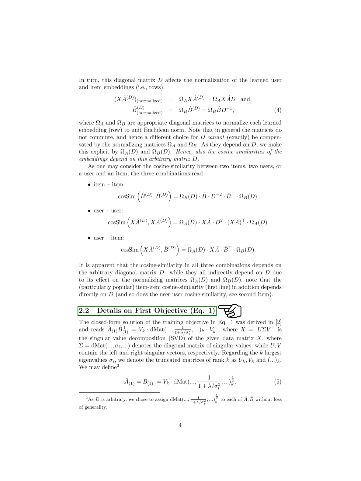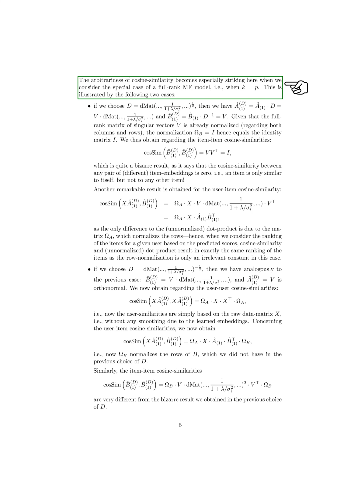Section. Details on first objective, EQ. 1. In this section, we tackled the first objective as described in equation 1. We found a closed-form solution for the training objective in equation 1, which involves matrices and singular value decomposition, SVD, of the data matrix. The matrices U and V contain the left and right singular vectors, while sigma is the diagonal matrix of singular values. When considering the k largest eigenvalues, we use truncated matrices of rank k denoted as U_k and V_k.